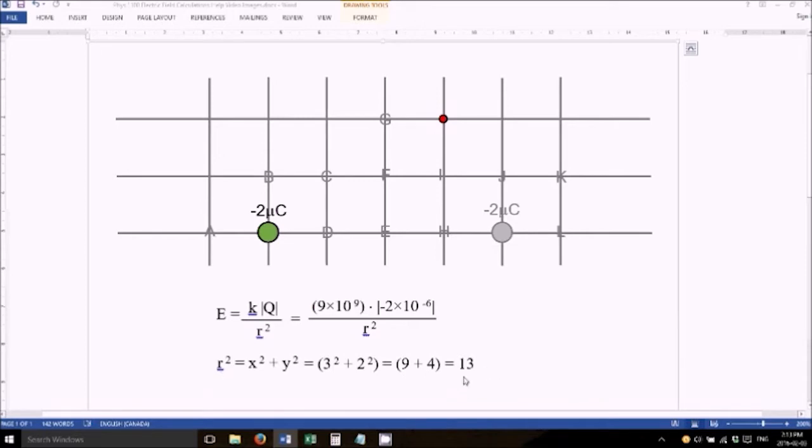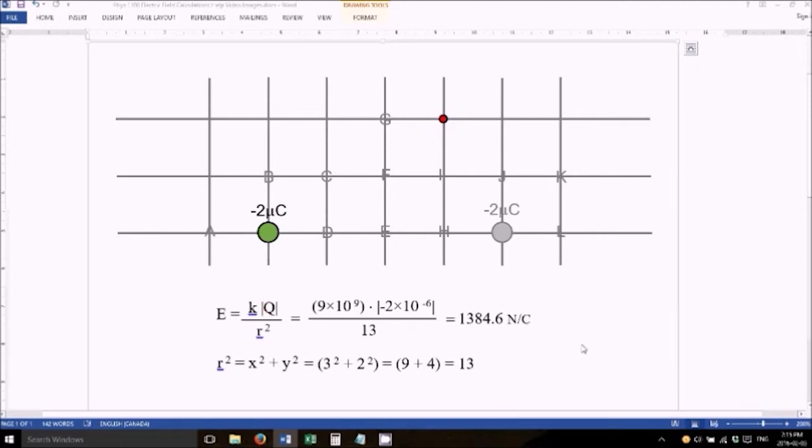Now I could take the square root of 13 to get r, the actual distance between the charge and the red dot. But in my calculation, I actually want r squared, so there's no point in doing the square root. I'll substitute that in now. Instead of r squared, I now have 13, and that gives me an answer of 1,384.6 newtons per coulomb. Great, so what is that actually? Well, it's the magnitude of the electric field at this red point due to this one charge.